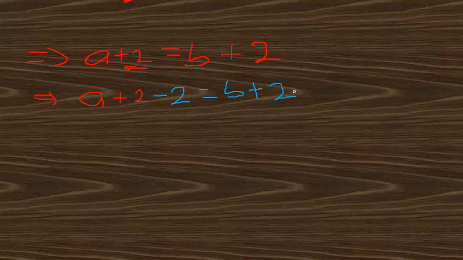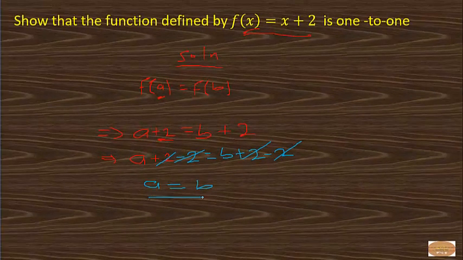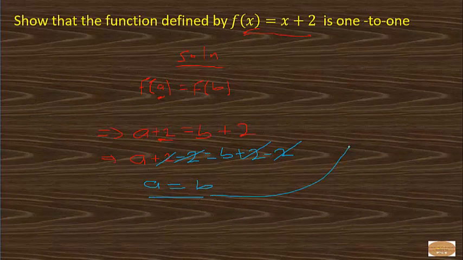Now this one cancels this. So we are left with a equals b. Per the condition, it said for a function to be one-to-one, a must be equal to b. Therefore, this one is a one-to-one function. Very, very simple. Now let's proceed with our next example.